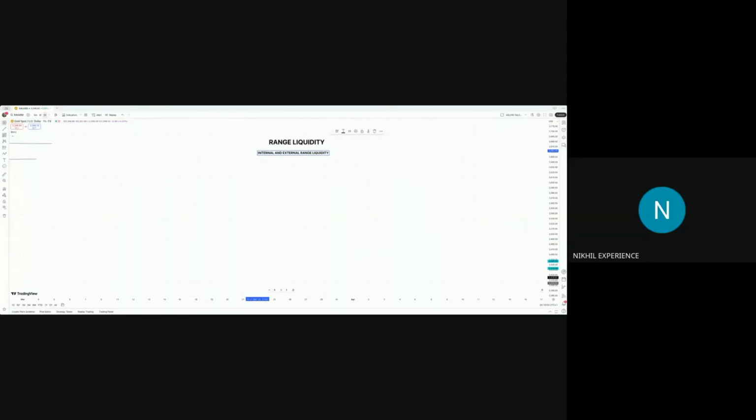Okay, so last time we talked about buy side and sell side liquidity. Today we're going to be talking about range liquidity, internal and external range liquidity. Please pay attention to this class. Range liquidity is very, very important.